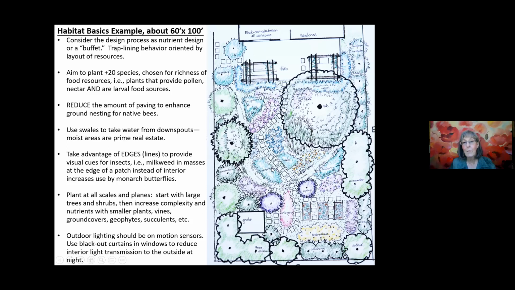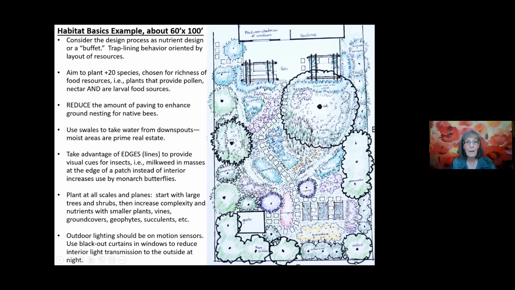Okay, so we have masses of plantings, like here's a mass of ceanothus, here's a mass of salvia, here's a big oak tree. Okay, and the names of these plants are written very small, but you can see they're basically big, large clumps of things. And plant at all scales and planes. You want to start with your large trees and shrubs, like your oaks. Always, oaks are great. If you can't put a big one in there, put a scrub oak in, something smaller. We have here a nice big patch of Eriogonum, okay? A big salix, a willow.